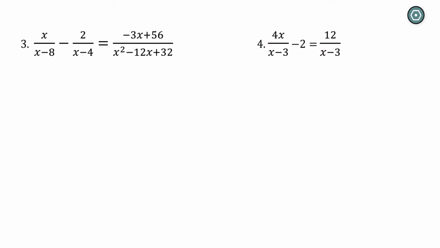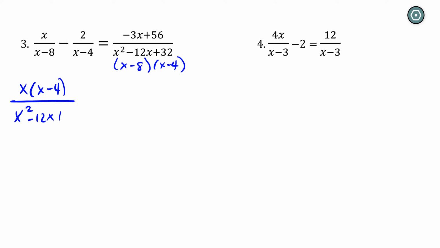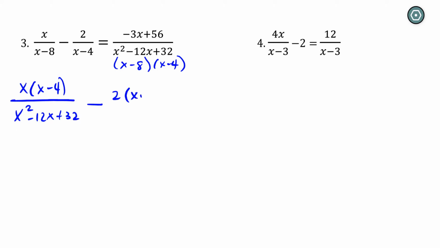If I factor this expression, this becomes x minus 8, x minus 4, which winds up being our common denominator. So the first fraction is going to change to x times x minus 4 divided by that common denominator, minus 2 times x minus 8 over that common denominator, equals negative 3x plus 56 over that common denominator.